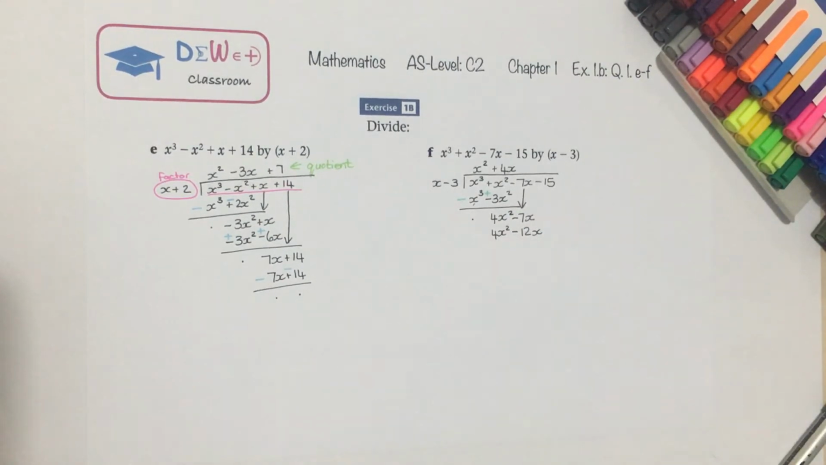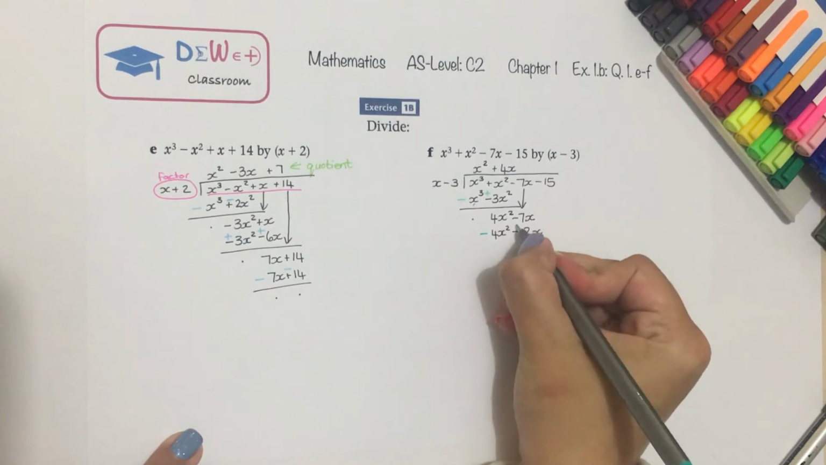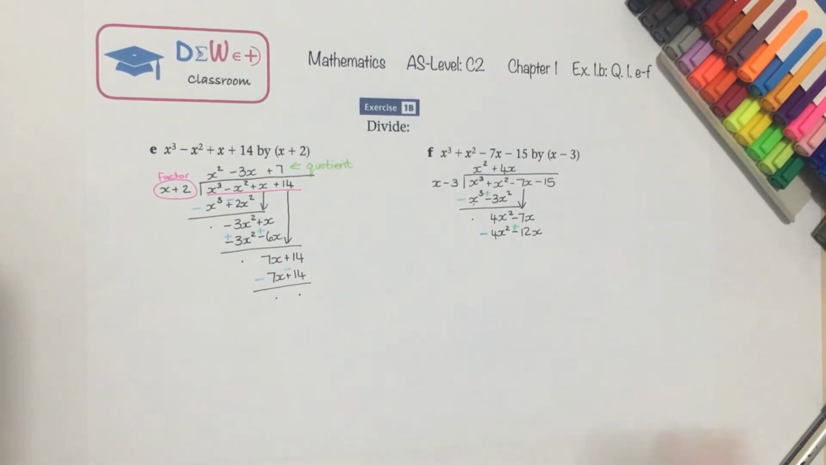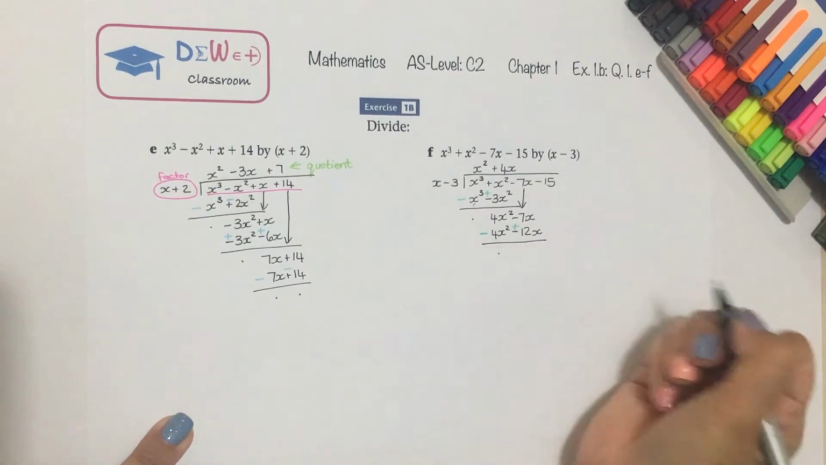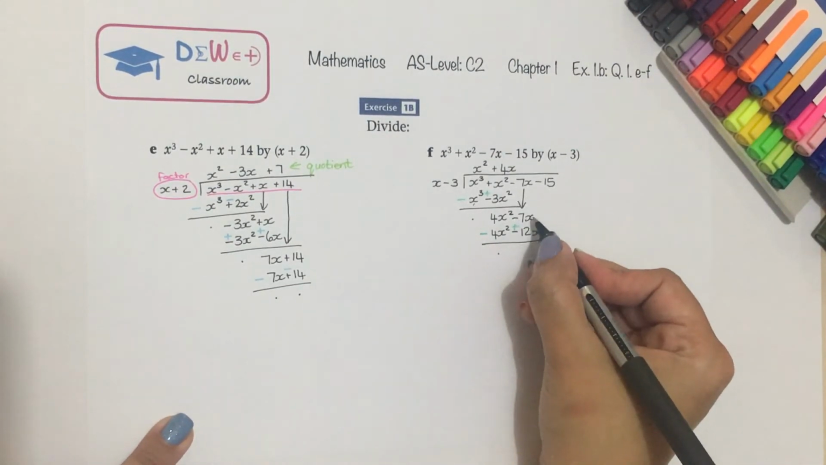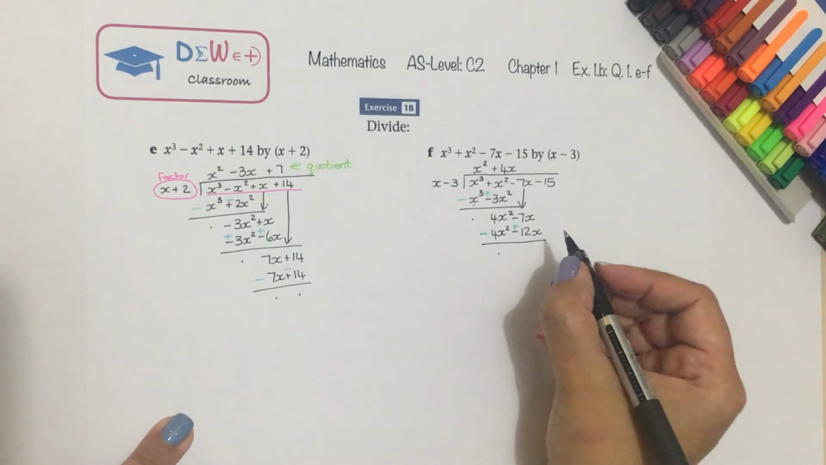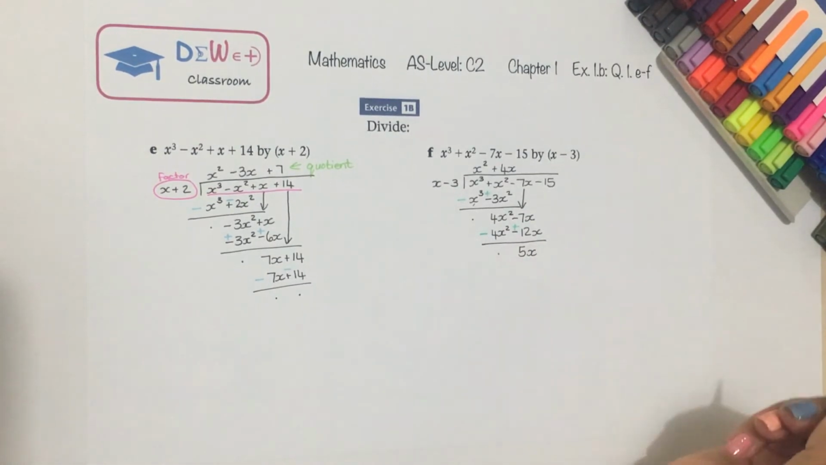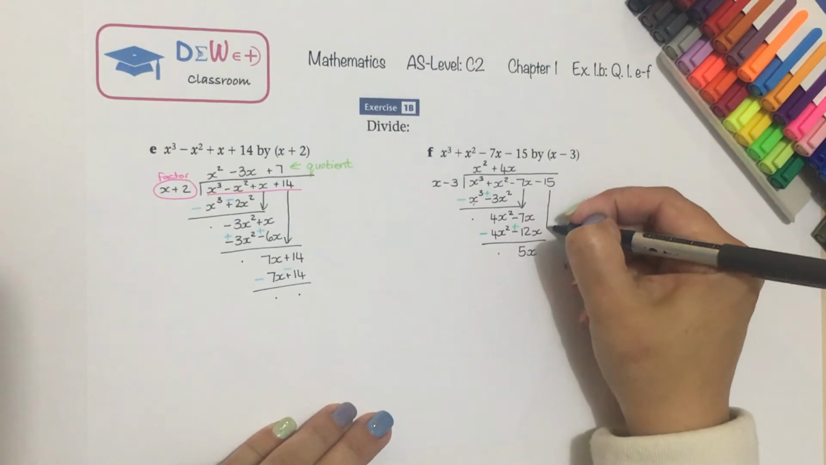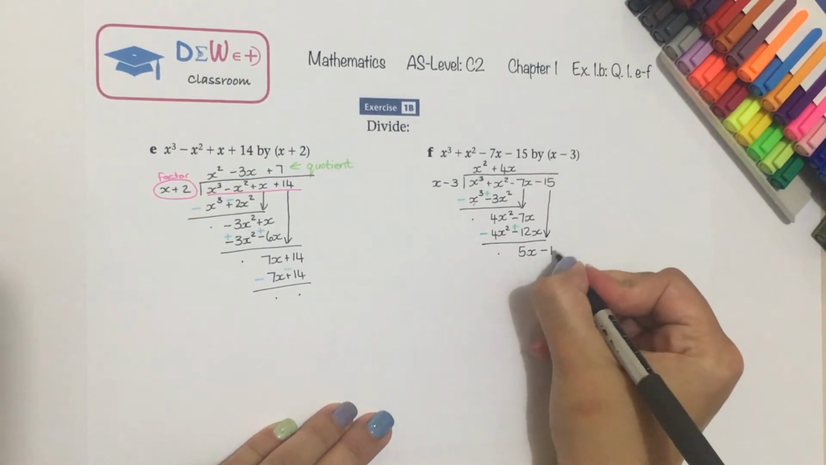We need to subtract again, so we're going to change the signs. Right, and then we can subtract. 4x squared minus 4x squared is 0. Minus 7x plus 12x gives us 5x. And then we bring down the minus 15.